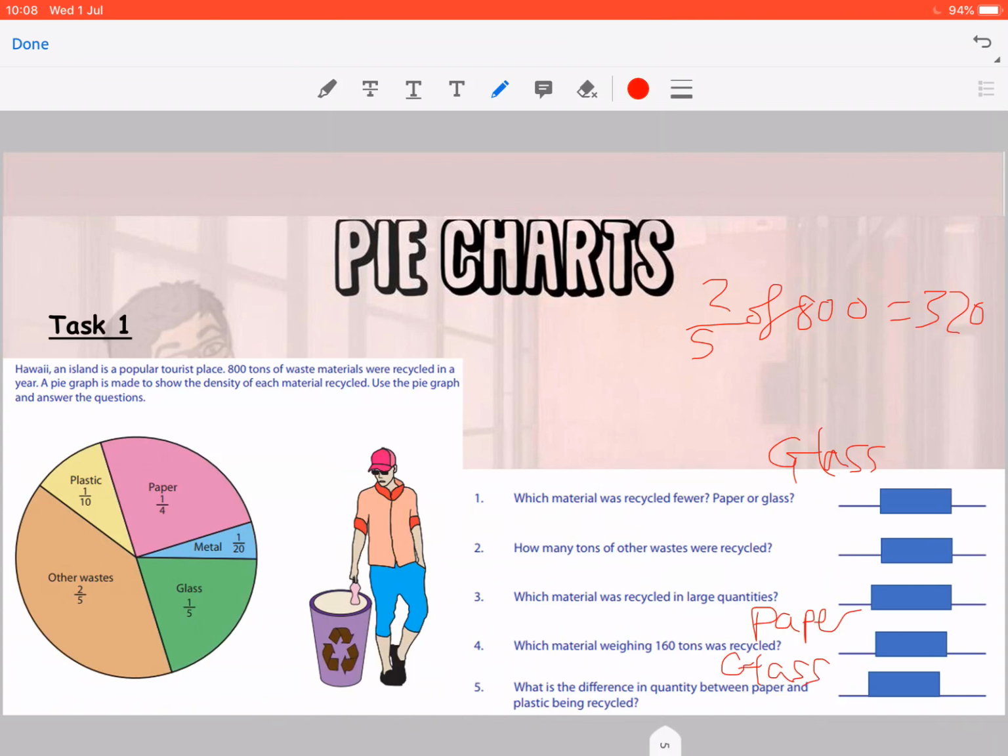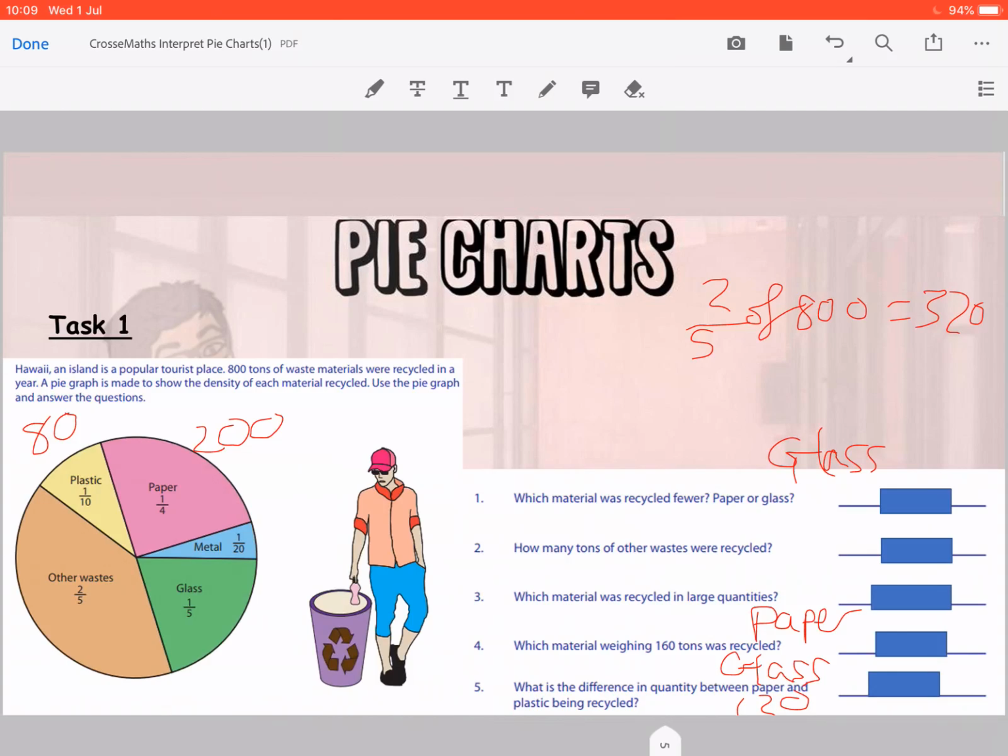And the last one, what's the difference between paper and plastic being recycled in quantity? Plastic is 80. Paper is a quarter, which is 200. So the difference would be 120. Right, guys, get those marked up for me and then we'll move on.